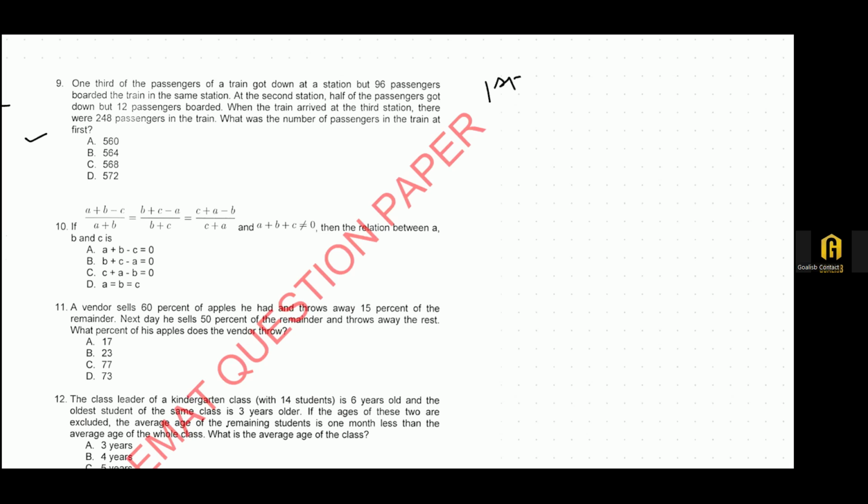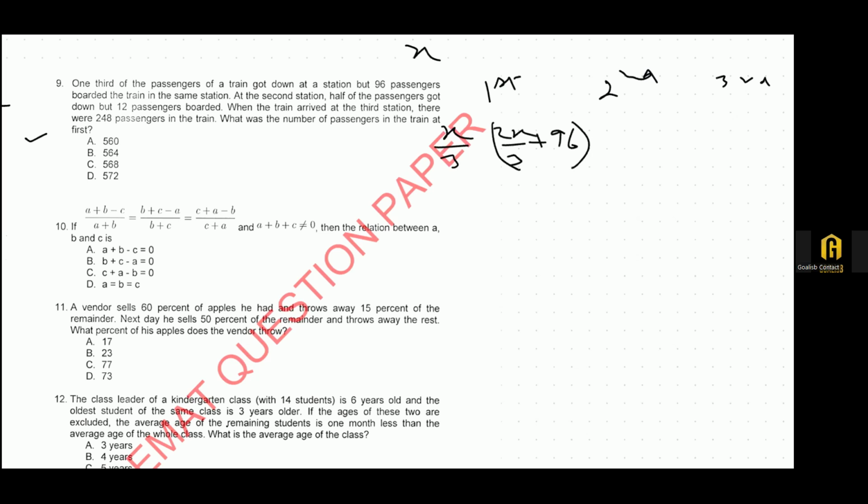So suppose the train was initially carrying x passengers. 1/3 of the passengers got down at the first station. So x/3 got down, and 2x/3 remained in the train. 96 passengers boarded, so plus 96. This is the number of passengers in the train when it left the first station. Okay, now move on to the second station.